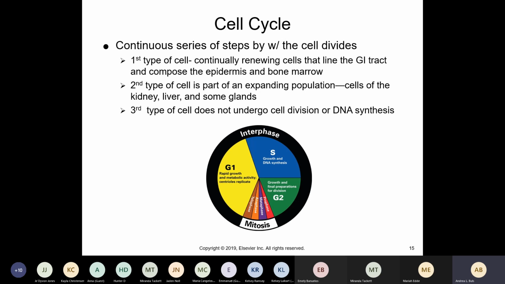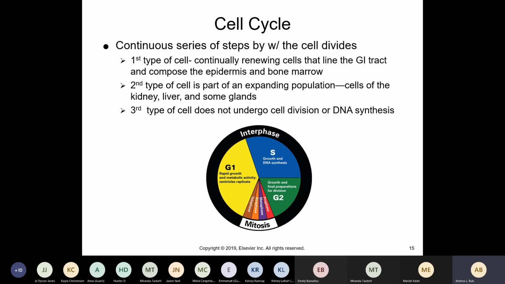We're going to talk about this little cell cycle, this little pie that we're looking at here. The cell cycle is a continuous series of steps by which a cell divides. The first type of cell is a continually renewing cell that lines the GI tract and composes the epidermis and bone marrow. The second type of cell is part of an expanding population. These are cells of the kidney, liver, and some of our glands. And then there's a third type of cell that does not undergo cell division or DNA synthesis.